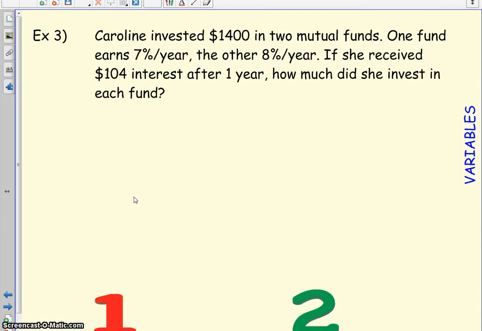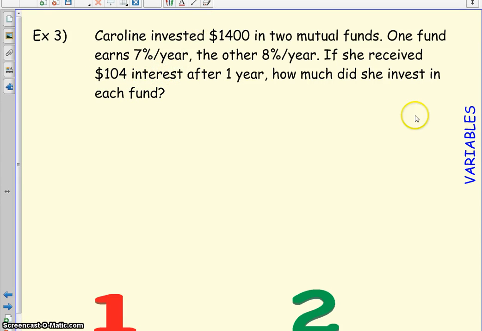Okay, so next one, Caroline invests $1,400 in 2 different mutual funds. If you're not sure what a mutual fund is, it's basically an investment. You invest money in a mutual fund and it pays out a certain interest, usually on a yearly basis. This particular one earns 7% a year, so at the end of that first year she gets 7% of her money back in terms of interest. The other one earns 8%, so at the end of the year she gets 8% of that in interest. We're told in 1 year she earns $104 in interest. We want to figure out how much she invested in each fund.